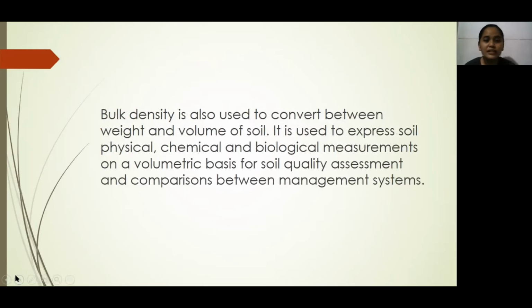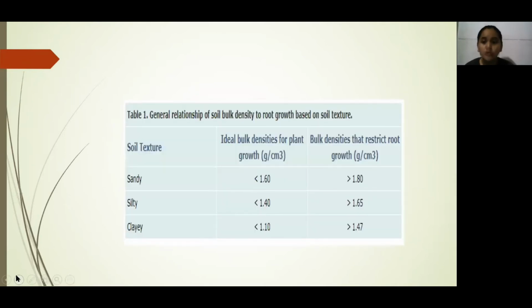So bulk density is also used to convert between weight and volume of soil. It is used to express soil physical, chemical, and biological measurements on a volumetric basis for soil quantity assessment and comparison between management and systems. So here is the table shown in the PDF that I downloaded.